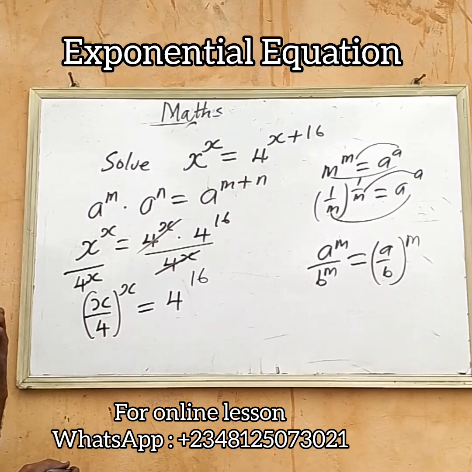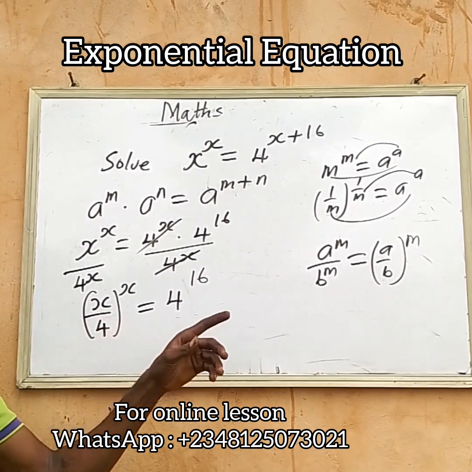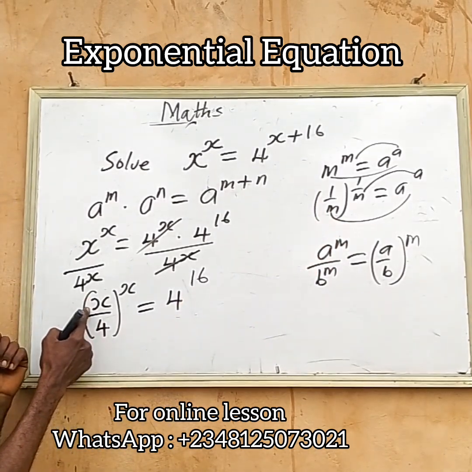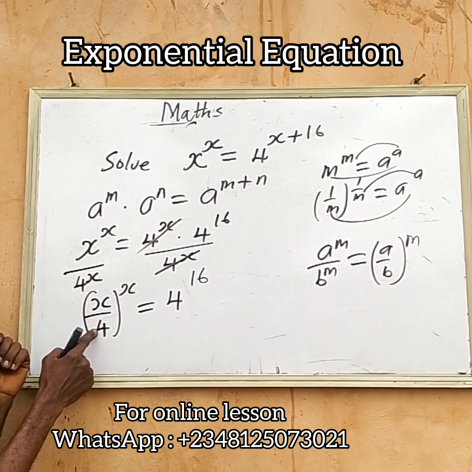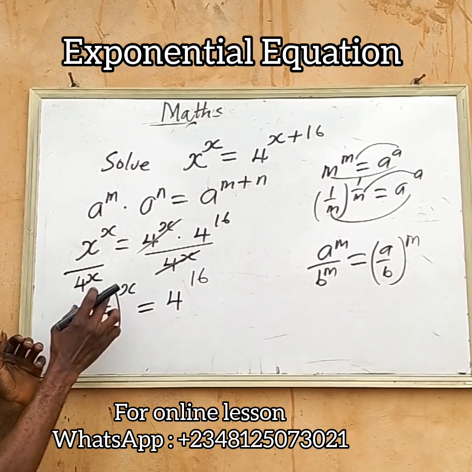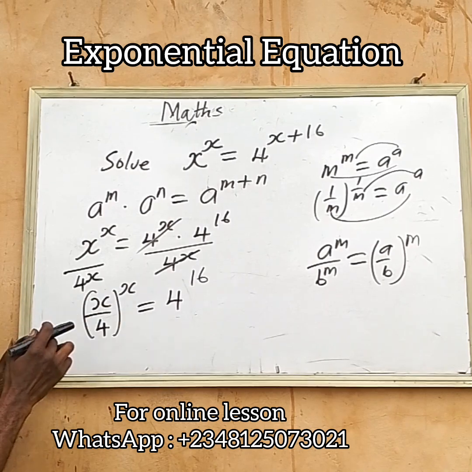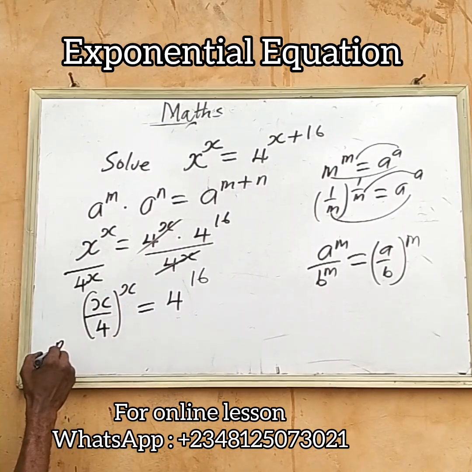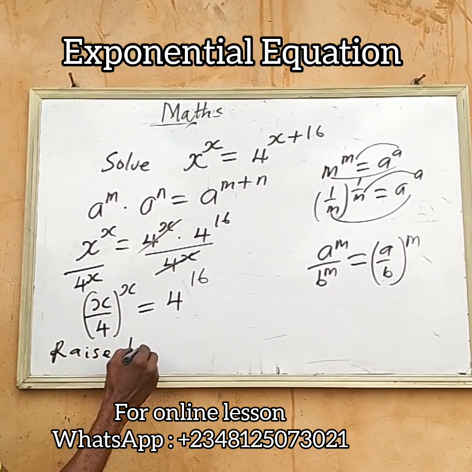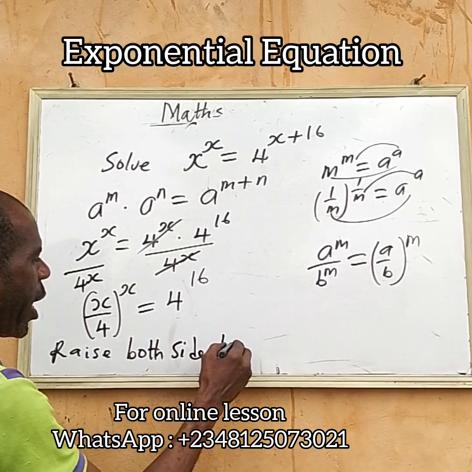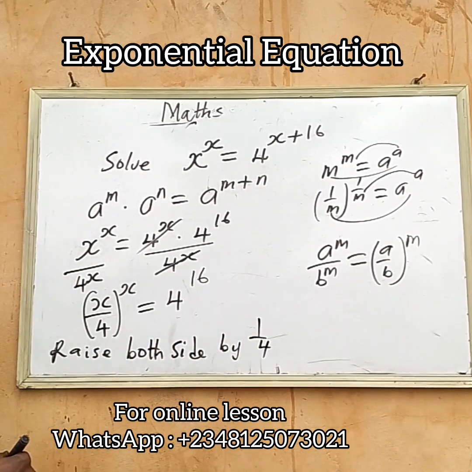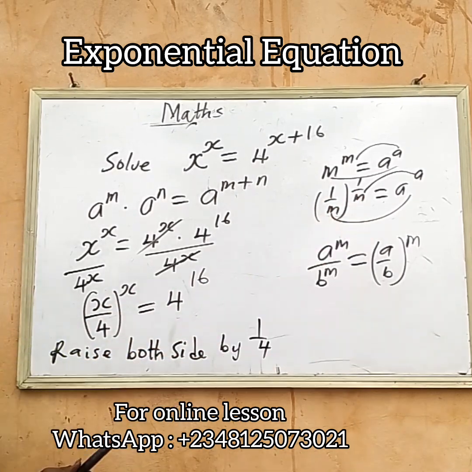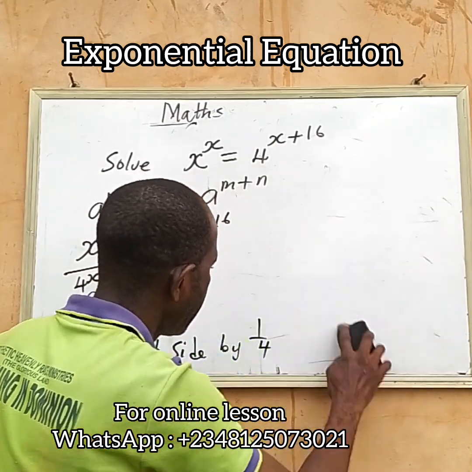The next thing we do to make it look like this form, because already we have the base as a fraction, x over 4, is to raise both sides to the power of 1 over 4. Because here we have 4, we can also divide this out by 4, so that it will align with the form. So what we do now is to raise both sides.